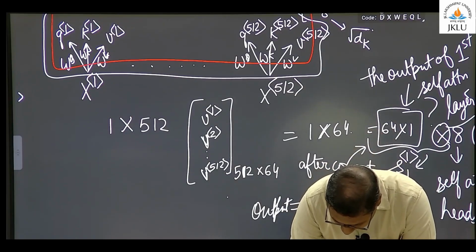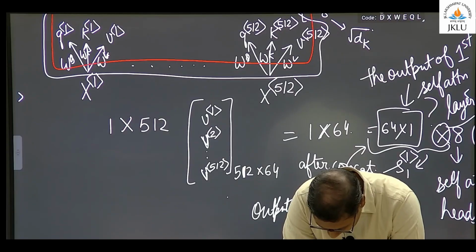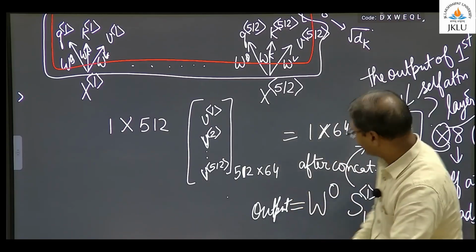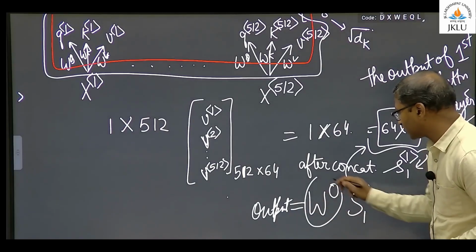So after concat, after scaled dot product attention and concat, they have a linear, right. This is what that linear is. Give me the dimensions of WO.